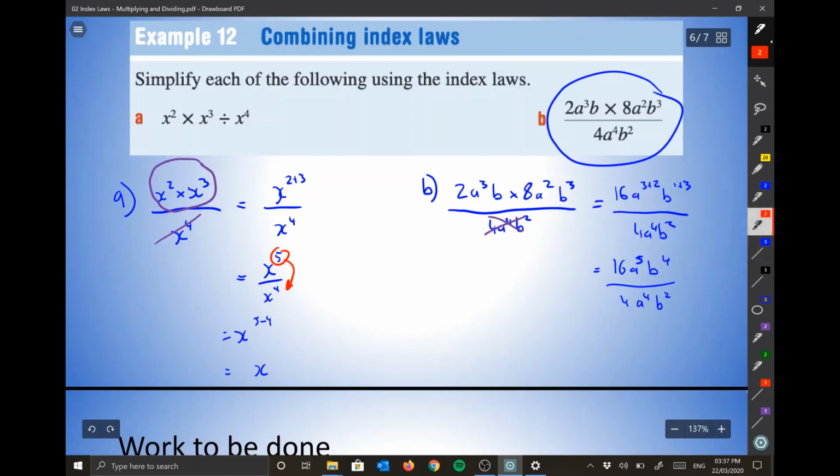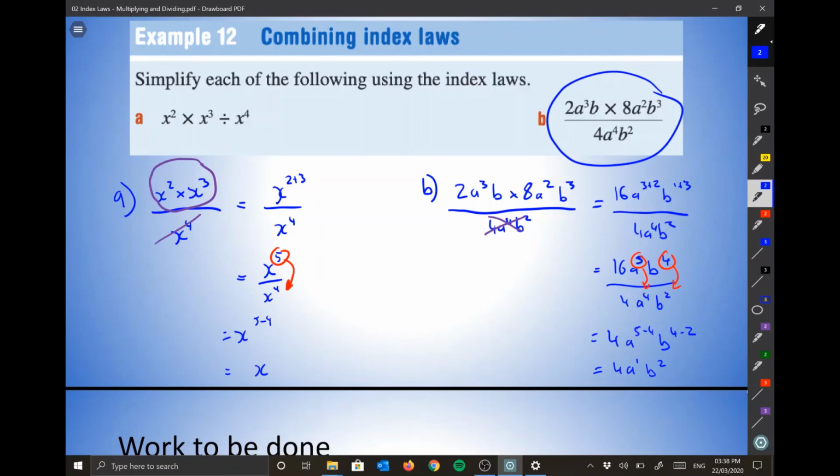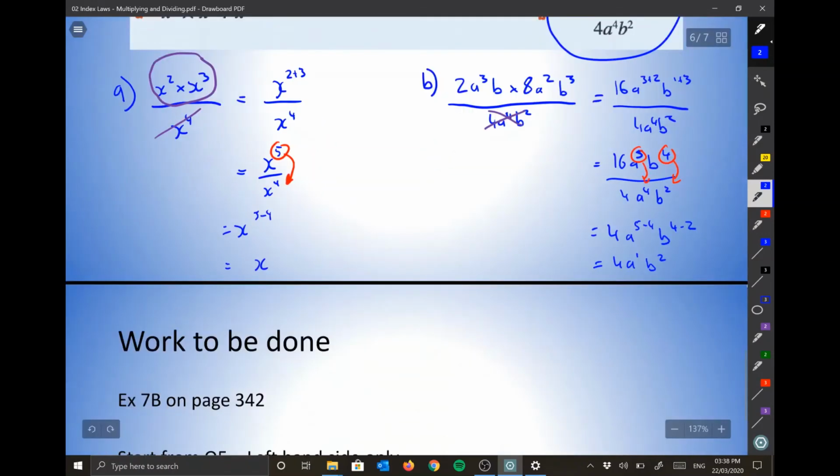Now we deal with our division, remembering top number minus bottom number, top number minus bottom number. When it comes to the numbers over here, we can simply divide 16 by 4. a to the power of 5 minus 4. And b to the power of 4 minus 2. And we end up with an answer of 4 times a to the power of 1 times b to the power of 2.